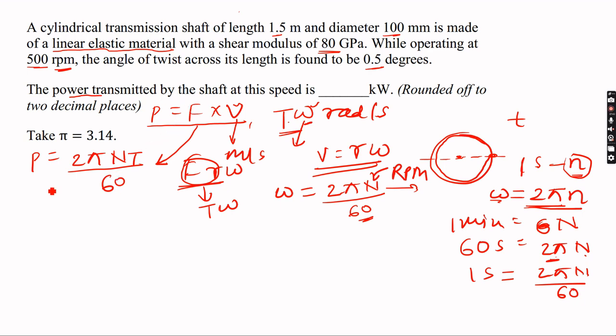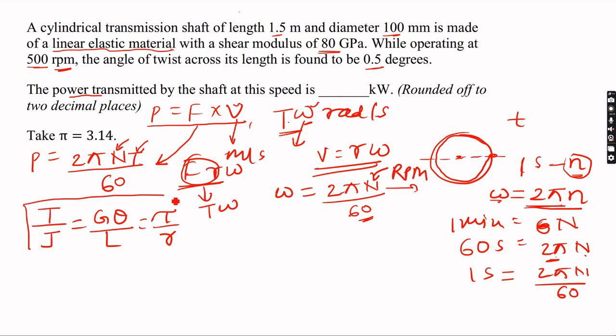Okay, so now see, we have to find out T. T is nothing but 2 pi N T by 60, this is power. N is given in the question, T is not given in the question. So how to find T? In the torsion topic, this formula is very well known to you: T by J equal to G theta by L equal to tau by R. I will derive this formula in the theoretical class, but for now, I believe you know this formula. This is derived from the torsional part.